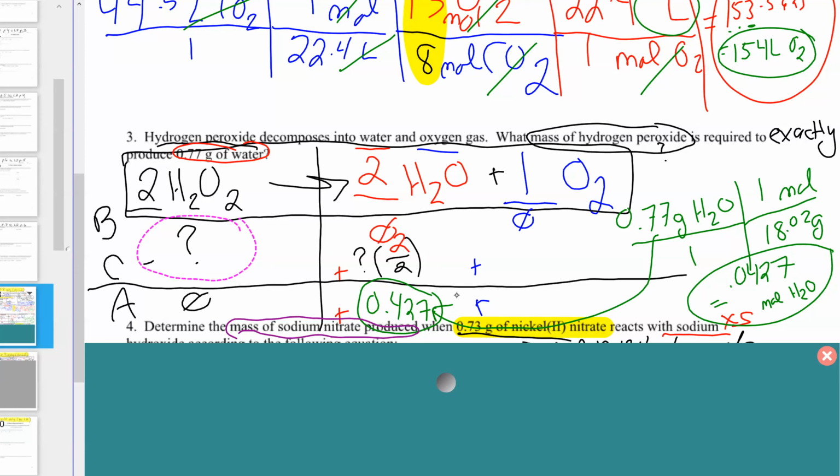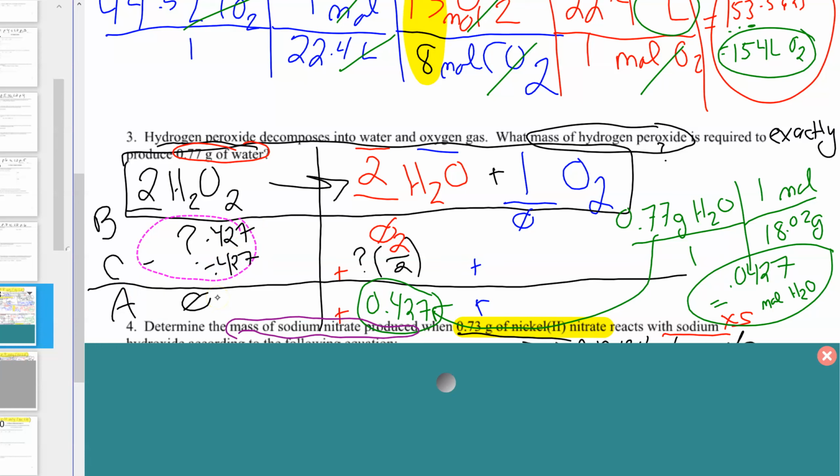Now, if we started with none and we ended up with this many, how many were made during the change? That same number. And that same number is equal to question mark times 2 over 2. I bet you can get this one without doing any algebra. What's 2 over 2? 1. So what times 1 is that number? It's that same exact number. So how much of the hydrogen peroxide must I have started out with? I must have started out with 0.427. I used up exactly 0.427, and there's none left over.